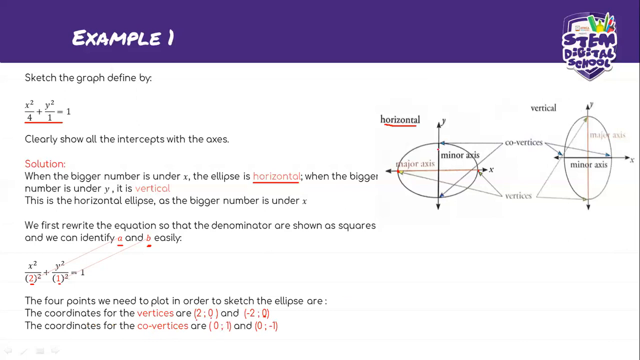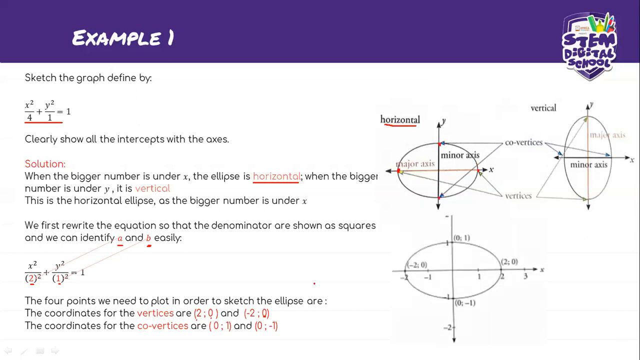Here, I also tried to show you where you get the co-vertices. It is this point here, and this point there. The same applies with the vertices. Where do we plot them? The first vertex, we put it here, and the second one, we put it there. Thereafter, you join all those points, and then you'll have the ellipse graph.